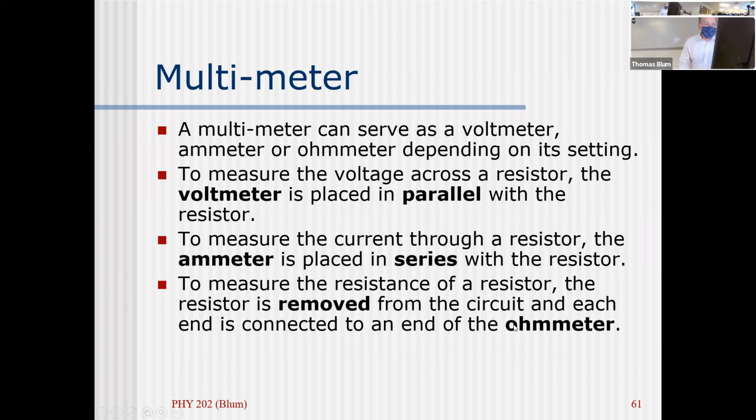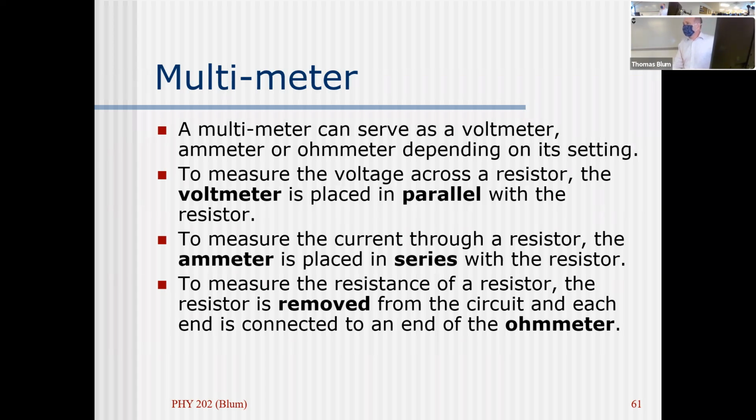If you want to set up the multimeter to measure resistance, then you want the meter to supply a voltage and then measure a current and calculate a resistance. That's what resistance is.